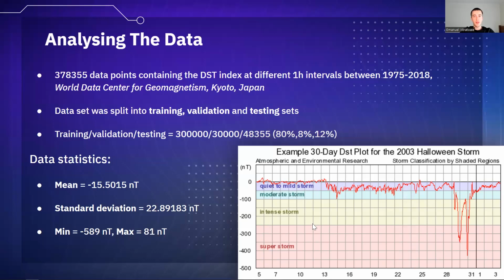This image focuses on the 30-day period depicting a superstorm. We can see that when the DST index drops below negative 50, there's a moderate storm. When it drops below negative 100 to negative 250, there's an intense storm, and this can begin to affect satellites. And when the DST index drops below negative 250, the superstorms that form can wreak havoc in space.